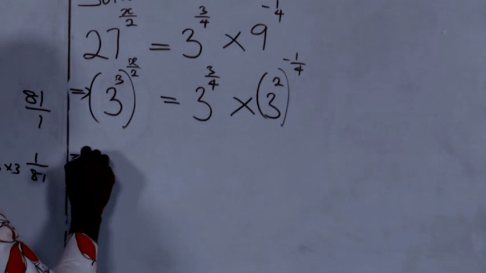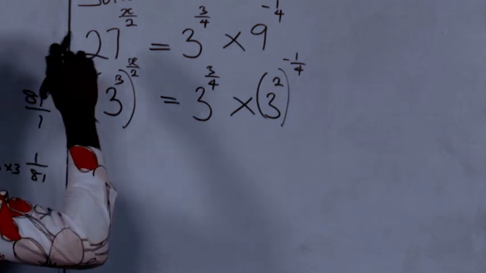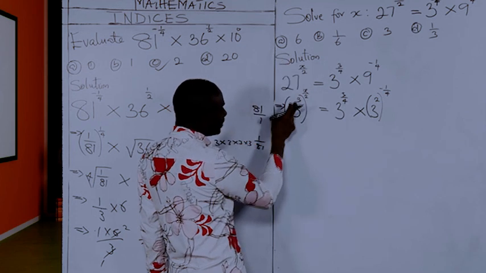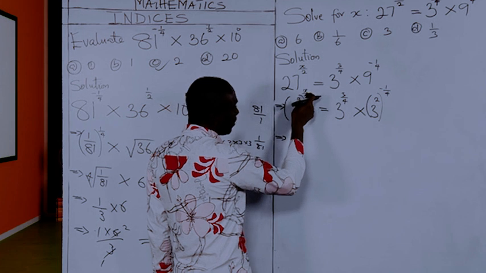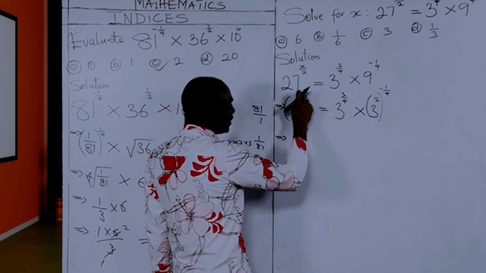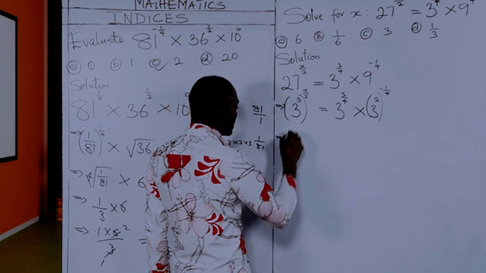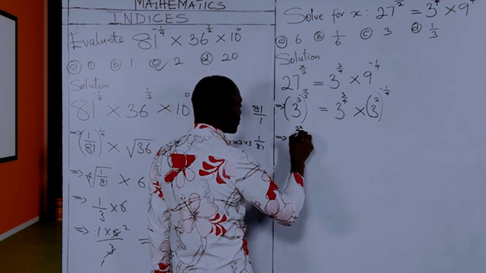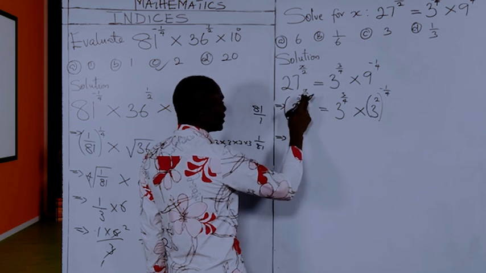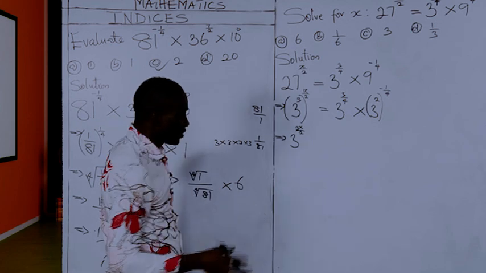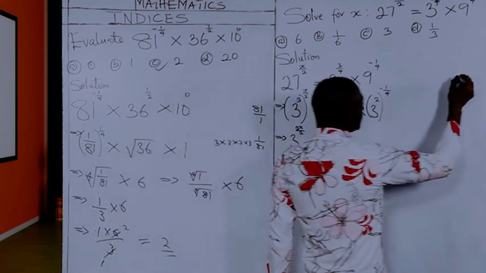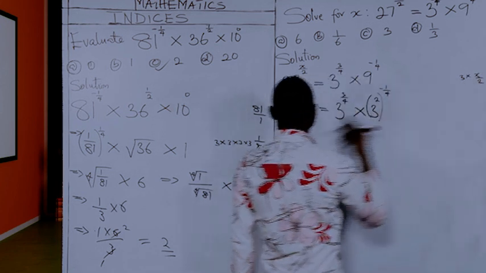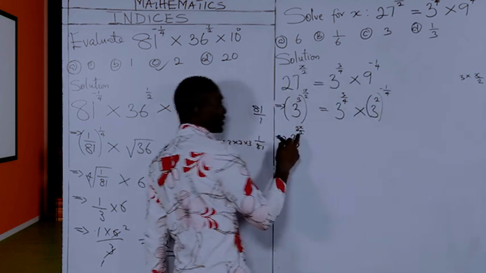Now, don't forget that when we have double power, we are going to find the product of the powers. So 3 raised to power 3 and now raised to another power. We are going to find the product of these powers to give us 3 raised to power 3x over 2. That is 3 times x over 2. 3 times x is 3x over 2, which is this.